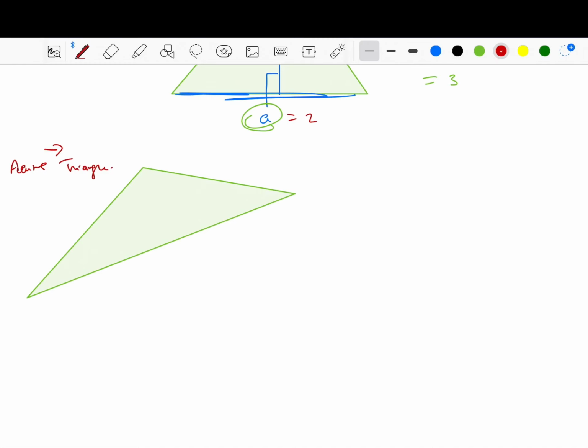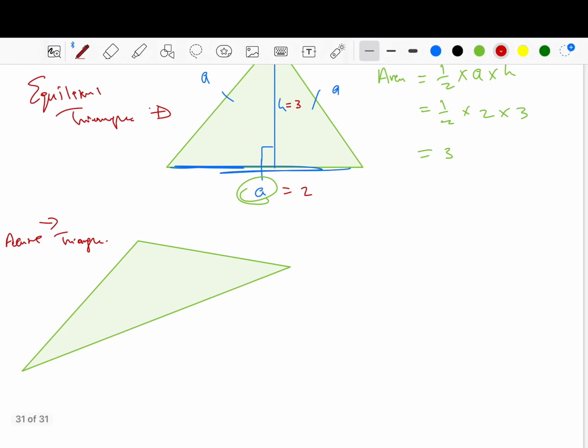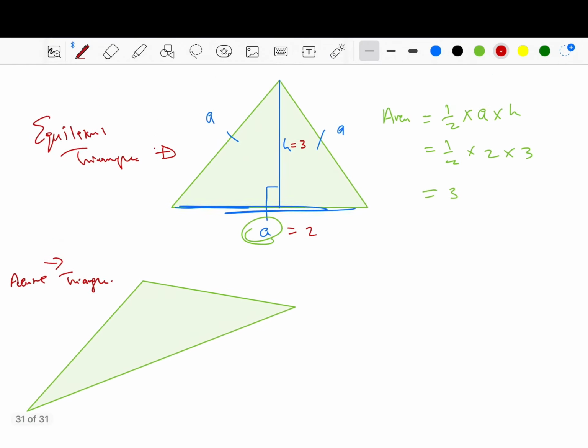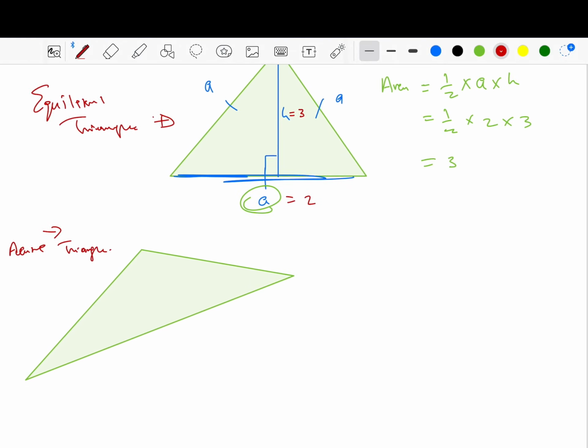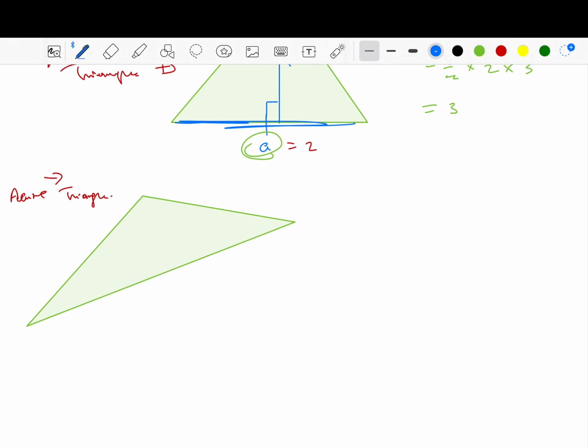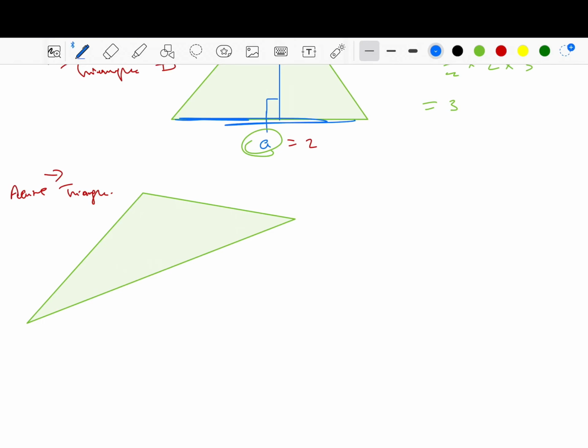This is an acute triangle. So again, never mind the fancy words, blah blah blah. That's not what I'm here for. But what I'm trying to show you is if you have a triangle like this and you're asked to calculate the area of this triangle, what you would do is you need to be able to identify your base. After identifying your base, then you need to find the height, and the height should be perpendicular to your base.